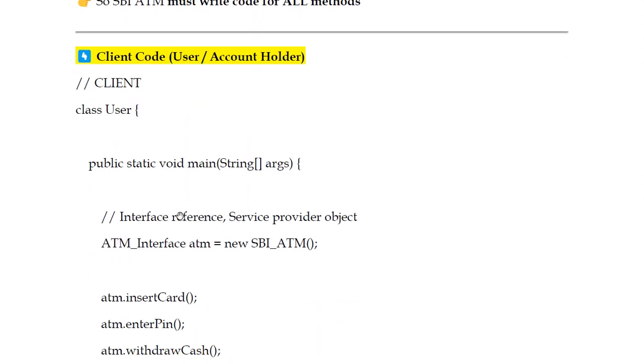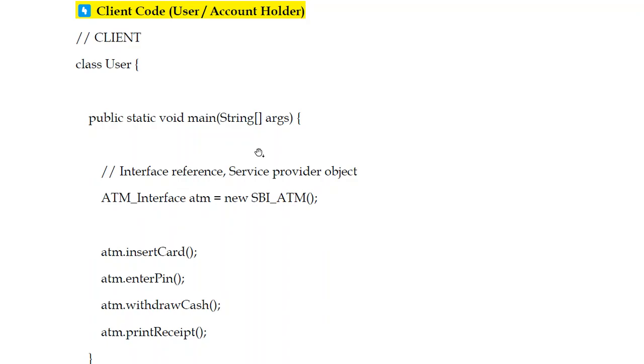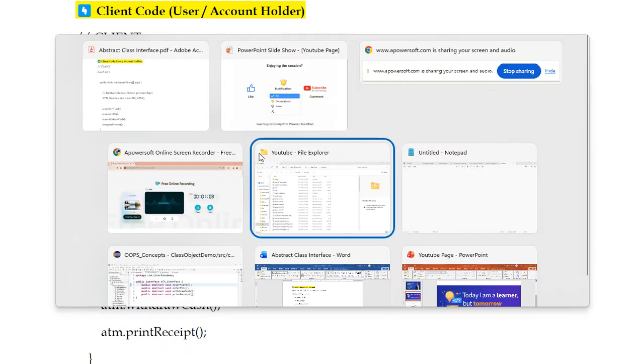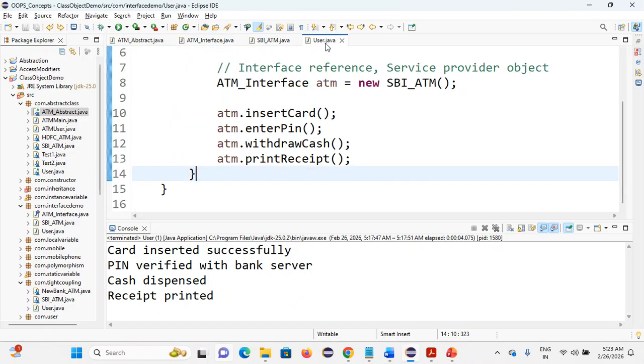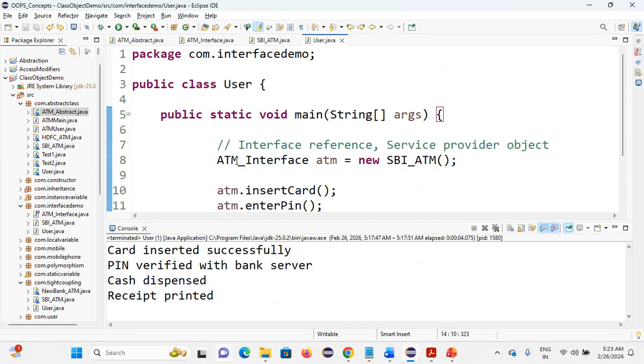Next, client code. How to create this: go back to user.java. This is the main function. On the left side I'm creating the interface name, a reference variable, equal to new child class name, SBI ATM.